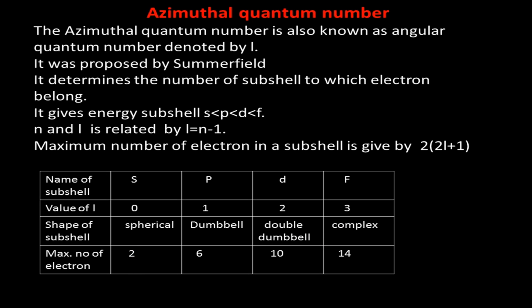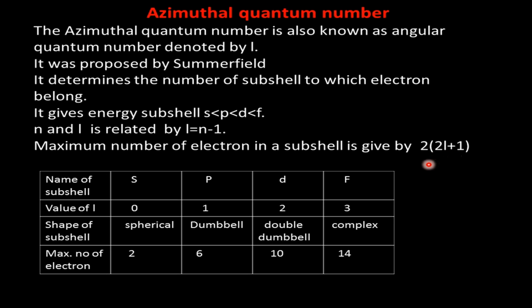Now, from our formula here, the value of l is 0 for s. So if you put 0 here, 2 times 0, that is 0. So 0 plus 1 is 1. 1 times 2 is 2. So the maximum number of electrons is 2. For p, the value of l is 1. If you put 1 here, that is 2 times 1, 2 plus 1, 3. 3 times 2, 6. For d, the value of l is 2. So 2 times 2, 4 plus 1, 5. 5 times 2, that is 10. Maximum number of electrons in d is 10.